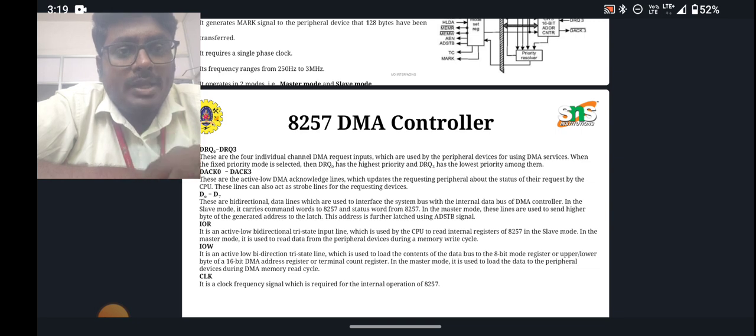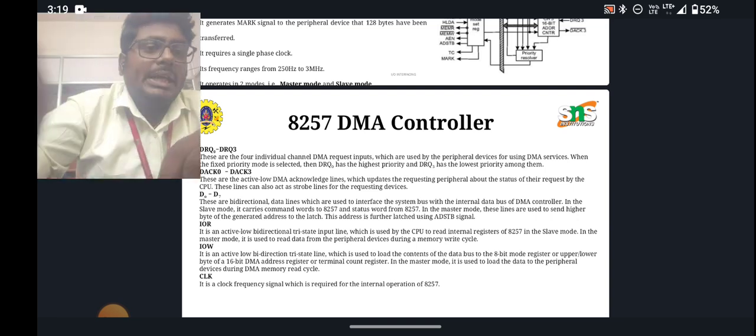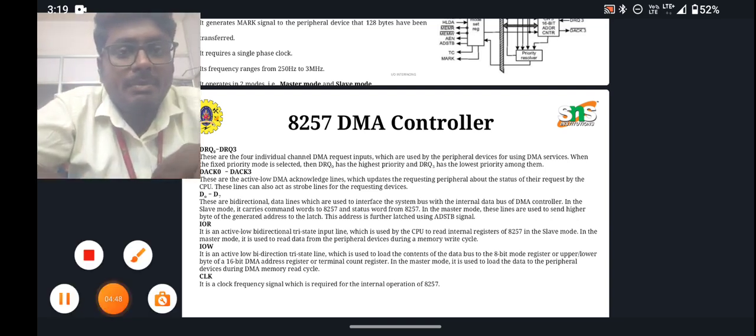IOR. It is an active low bidirectional tri-state line which is used by the CPU to read the internal registers of 8257 in the slave mode. In the master mode, it is used to read data from the peripheral devices during a memory write cycle. IOW. It is an active low bidirectional tri-state line which is used to load the contents of the data bus to the 8-bit mode register or the upper or lower byte of the 16-bit DMA address register or terminal count register. In the master mode, it is used to load the data to the peripheral devices during the DMA memory read cycle.